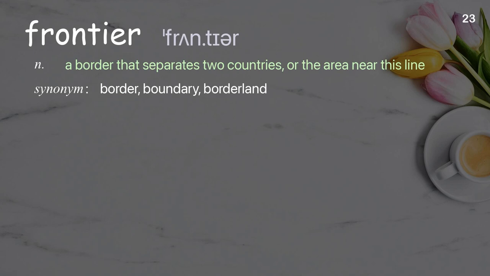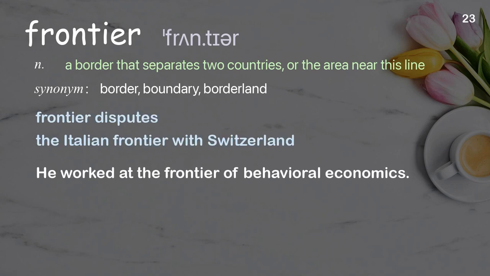Frontier. A border that separates two countries, or the area near this line. Examples: frontier disputes, the Italian frontier with Switzerland. He worked at the frontier of behavioral economics.